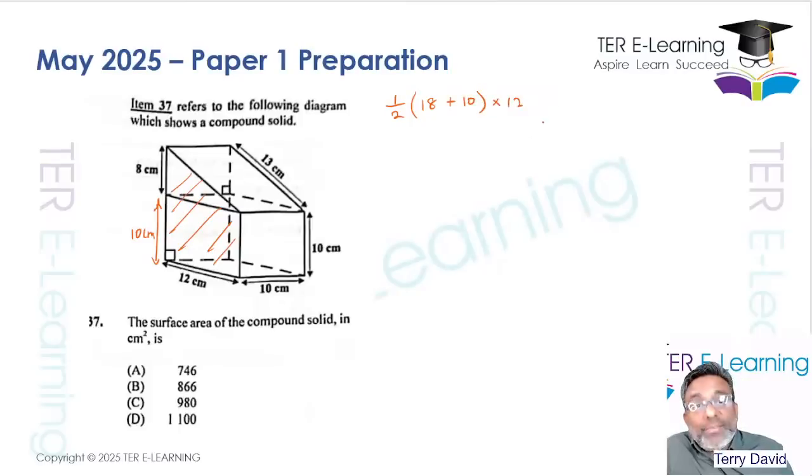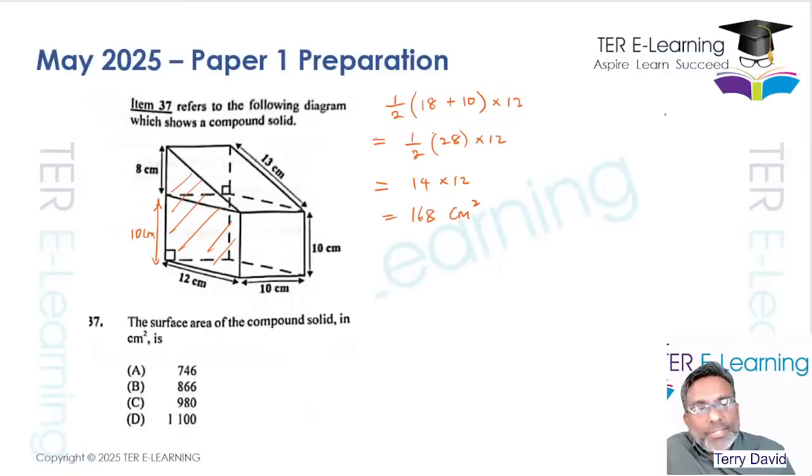So this is the area of that face that we just shaded. This is going to be a half, 18 plus 10 is 28, multiplied by 12. So this is going to be 14 multiplied by 12. Now just to speed up the process, I'm just going to use the calculator. So this is 168, that's 168 cm squared. That's just that one piece here.